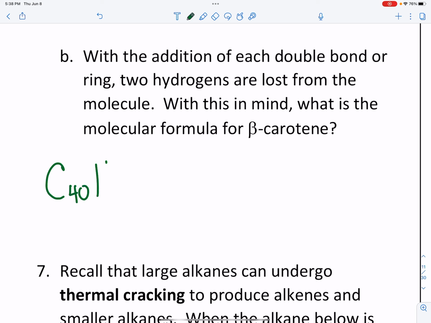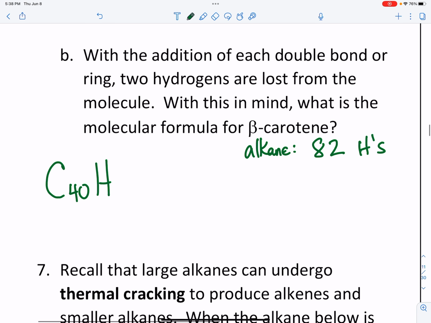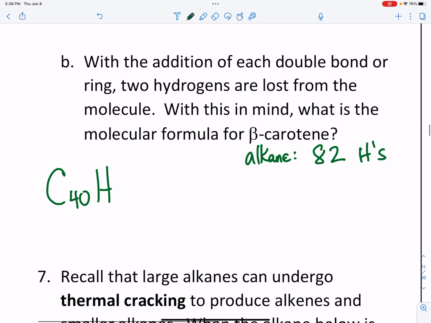C40, H something. Now, if this were an alkane, I'm going to write this on the side here, how many hydrogens would you expect if it were an alkane? Well, for alkanes, we double the carbons and we add 2. So if there were 40 carbons, there should be 82 hydrogens in the molecule. But for every double bond, you lose 2 hydrogens. For every ring, you lose 2 hydrogens.